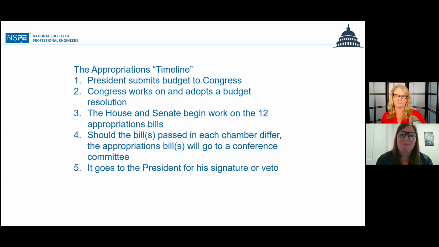So should the bills passed in either chamber have any differences, the appropriations bill or bills will go to a conference committee. The conference committee will then work out the details. And then the conference bill will go back to both chambers. They'll be voted on. And if they are both agreed to, they will go to the president for his signature or his veto.